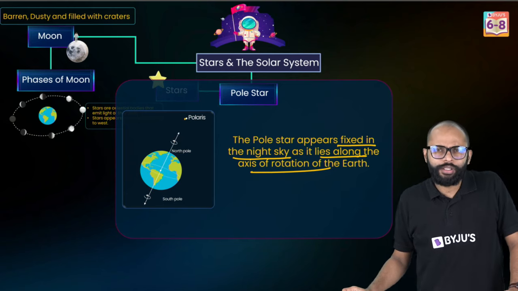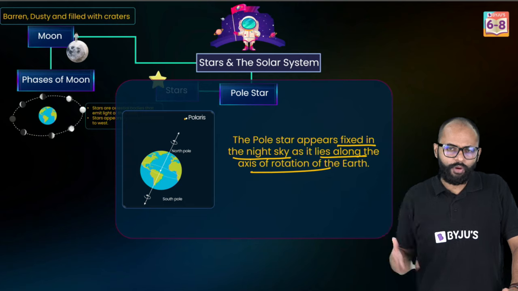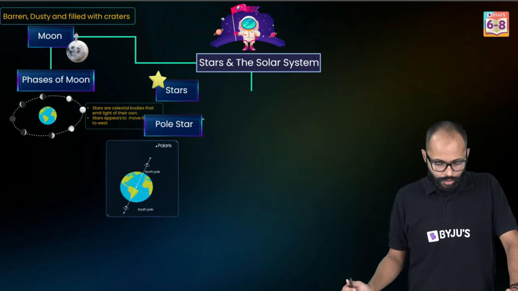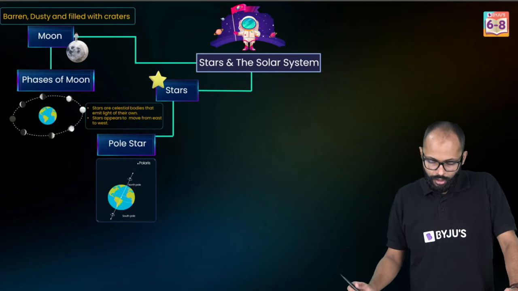And bachcho, one shot dekho yaar. We have done so many stories. We have done so many important things about this. Hai na? Achche se baat kari hai humne. Sailors ki baat kari thi humne. Remember? Alright. So pole star is also done. Alright. Next is.